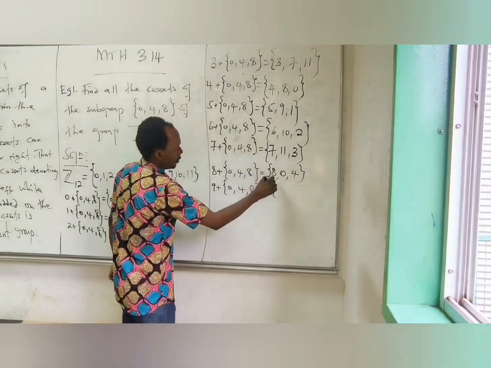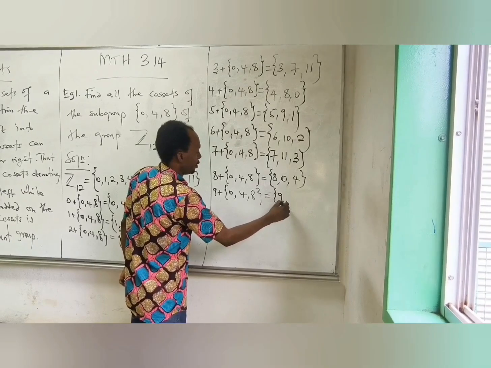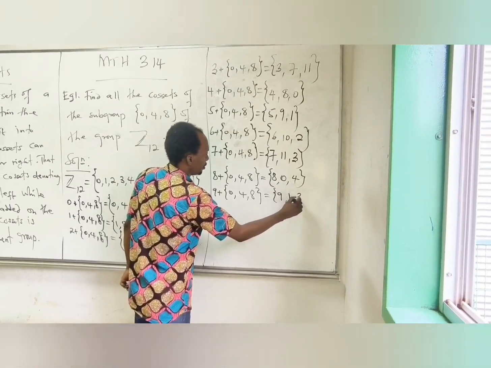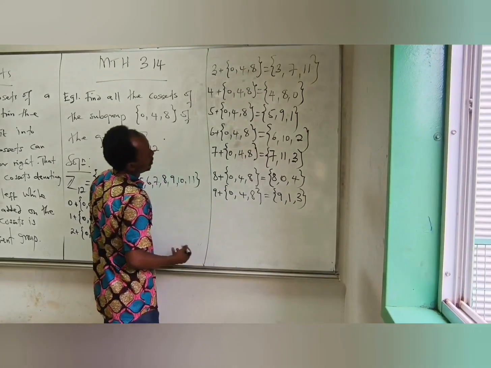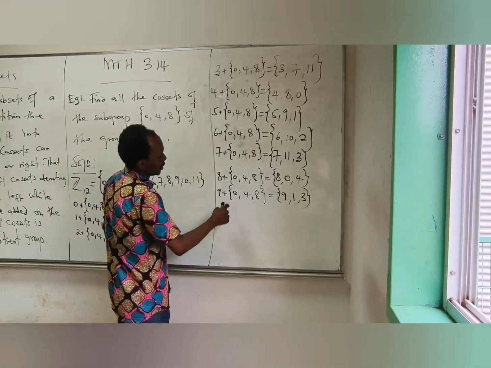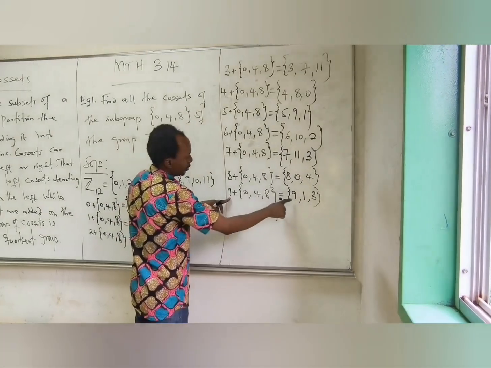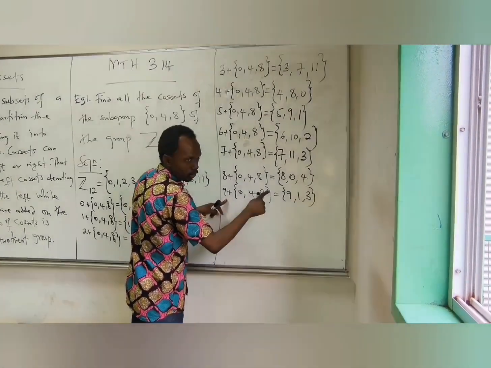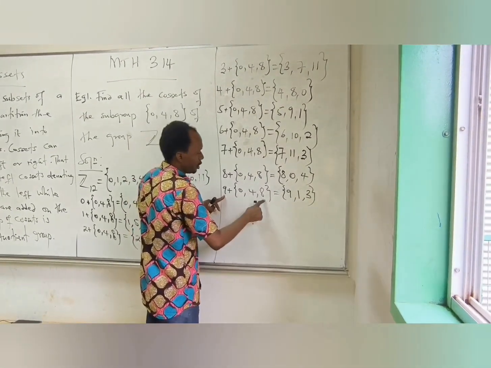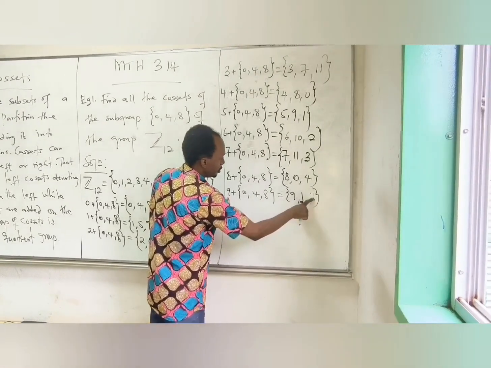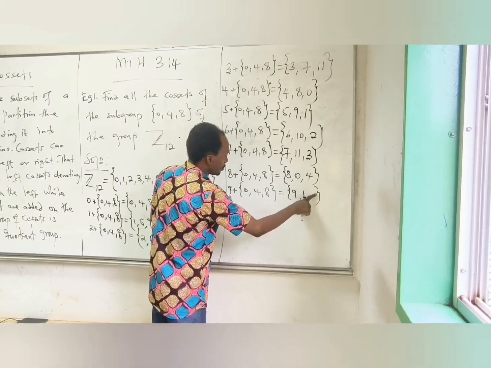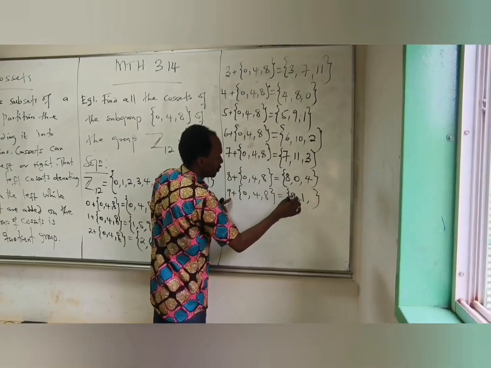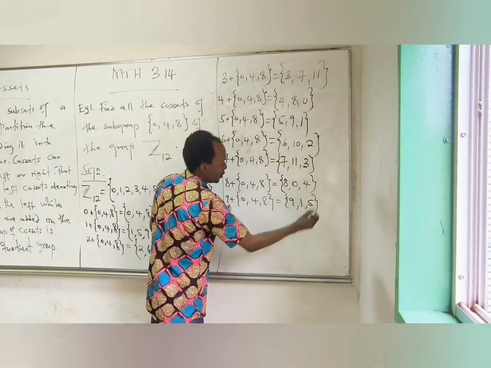9. What do you get? 9. 1, 5, 3. Are you sure? Says 5. Wait. 9 plus 0, 9. 9 plus 4, 13. 13 modulo 12, 1. 9 plus 8, 17. Is it 17? Yes. 17 modulo 12. 17 minus 12, 5. 5.